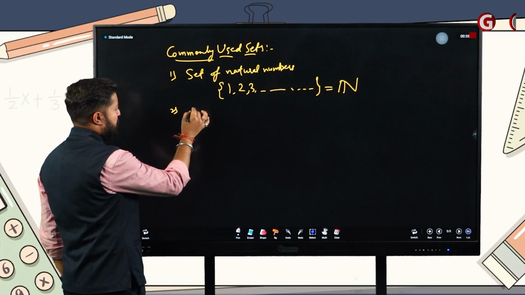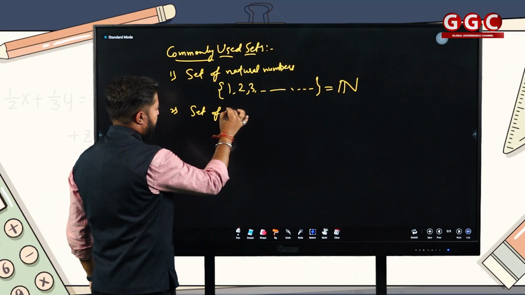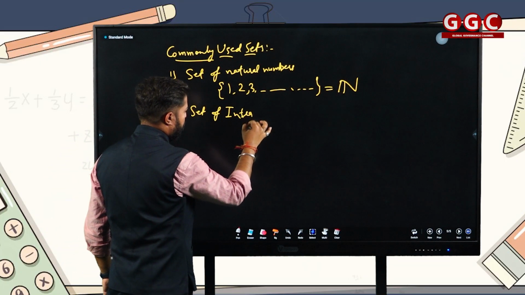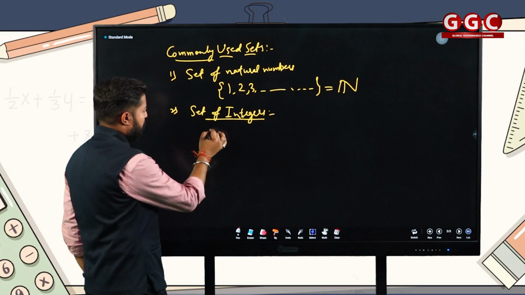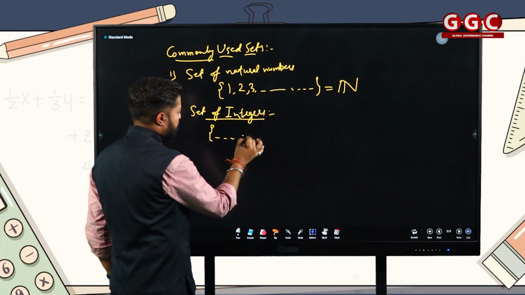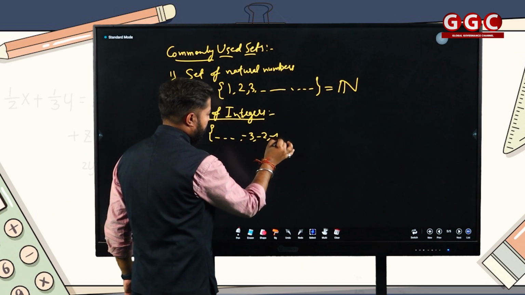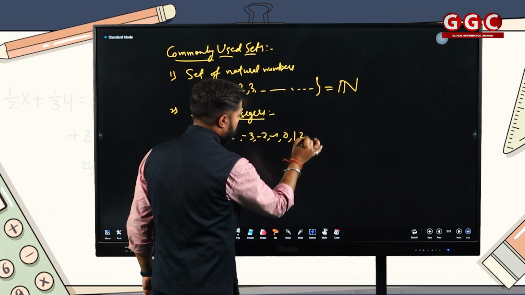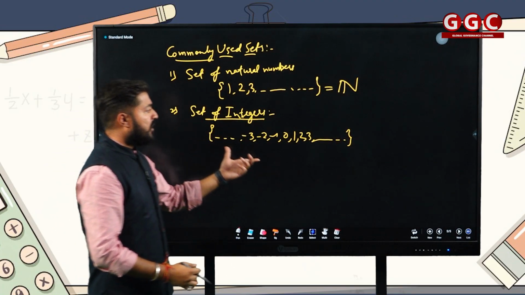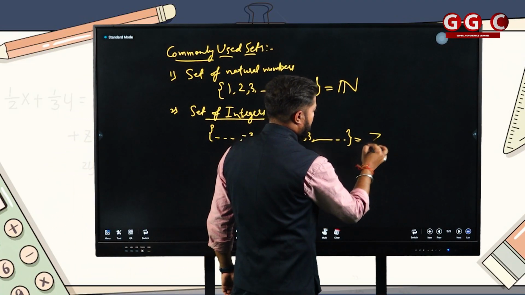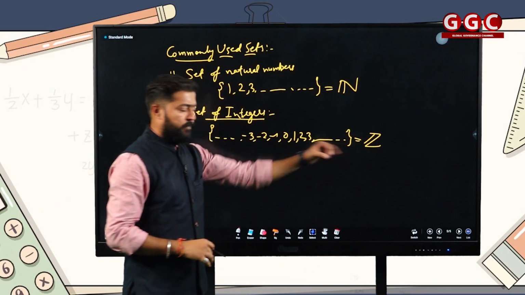Next is the set of integers. This set will contain elements like -3, -2, -1, 0, 1, 2, 3 and so on. So this is again a set, and it is represented by the letter capital Z like this.